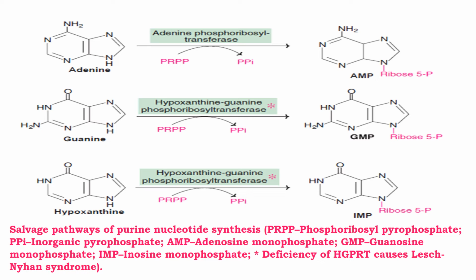The deficiency of HGPRT causes Lesch-Nyhan syndrome, because the salvage pathway cannot recycle this guanine or hypoxanthine. So this is what is called Lesch-Nyhan syndrome.